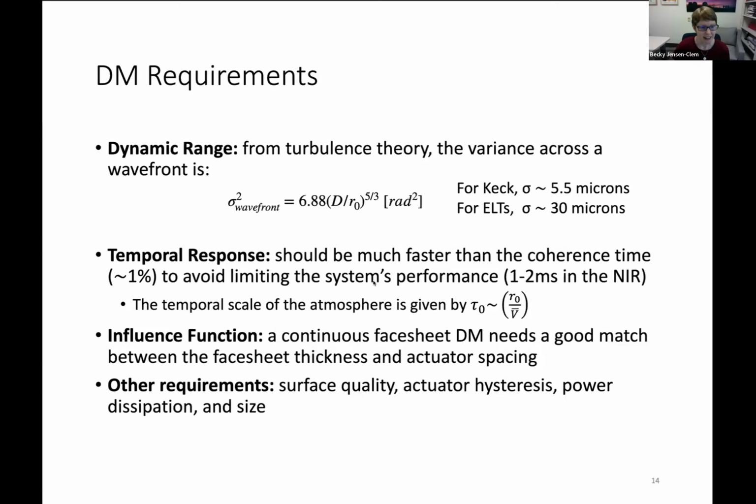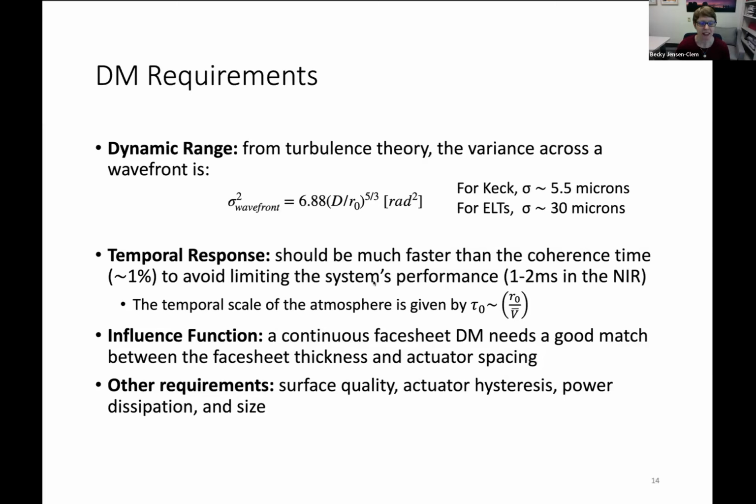Now, the second one I wanted to highlight is the temporal response of the DM. The DM should be able to respond much faster than the characteristic timescale of atmospheric turbulence. Now, the characteristic timescale, or coherence time, of atmospheric turbulence is given by that Fried parameter divided by the wind velocity, where we can weight the velocity based on the Cn squared profile that tells you about the strength of turbulence as a function of height in the atmosphere. So a good rule of thumb is that the DM should be able to respond at about 0.01 times the coherence time scale, which is maybe a millisecond or so in the near IR.